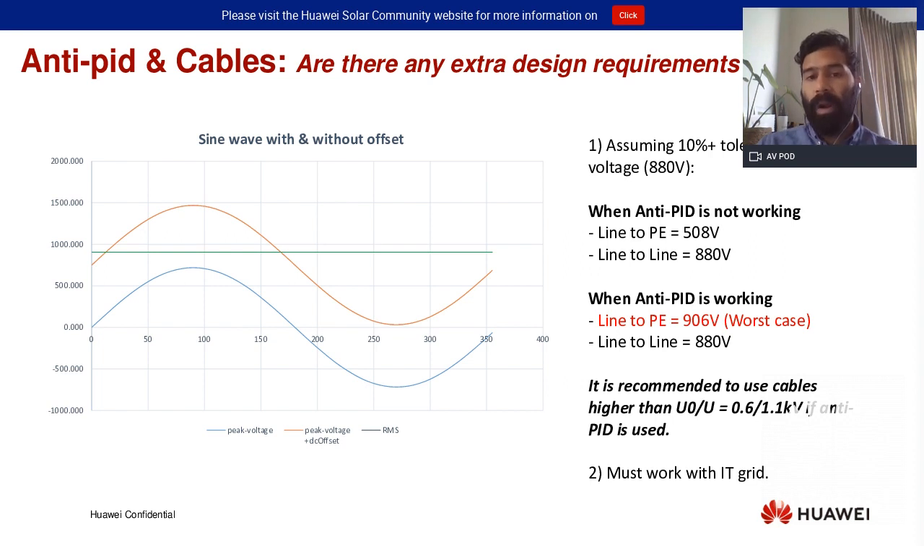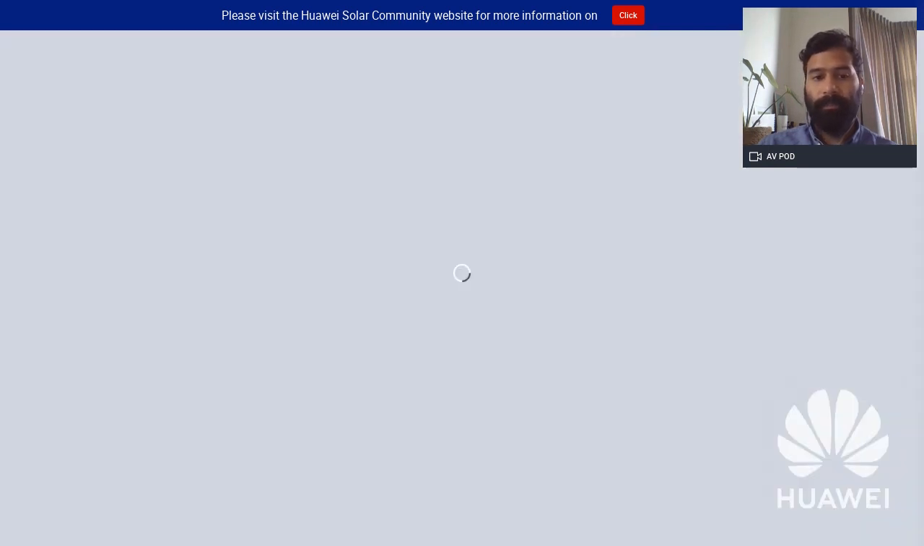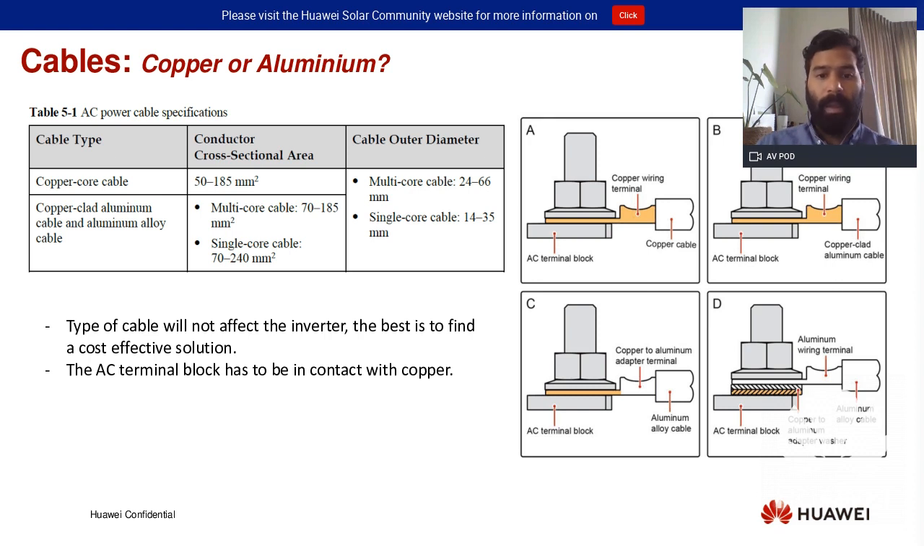The second point is if you work with an AntiPID solution, the method of earthing must be an IT grid. In terms of cable, copper or aluminum, there is of course no preference on this. You can work with copper or aluminum. This will be completely a commercial decision, if you can find a good price. The inverter can work with both.